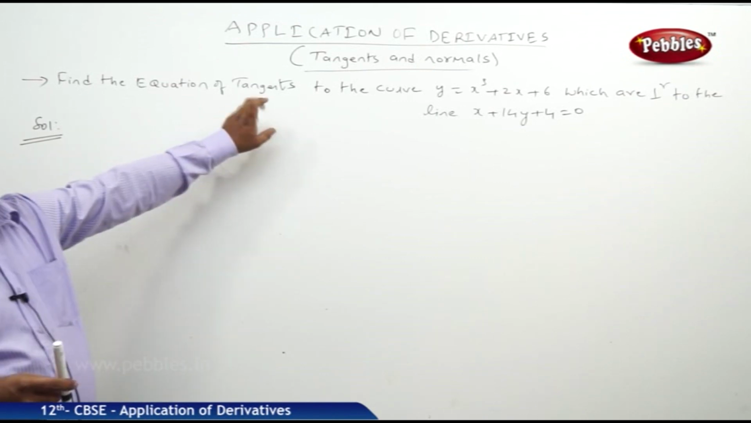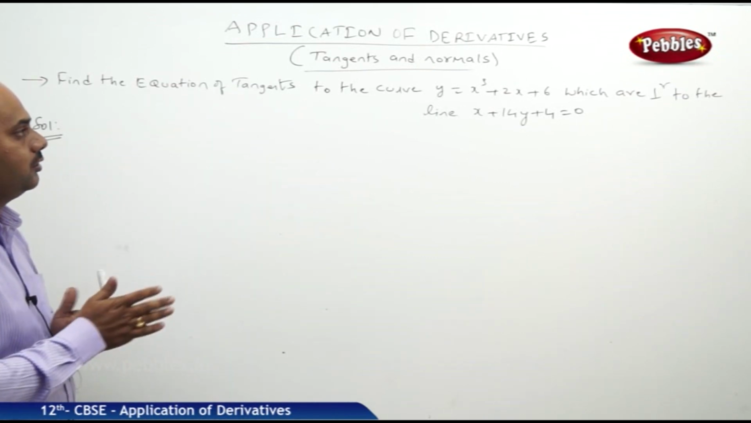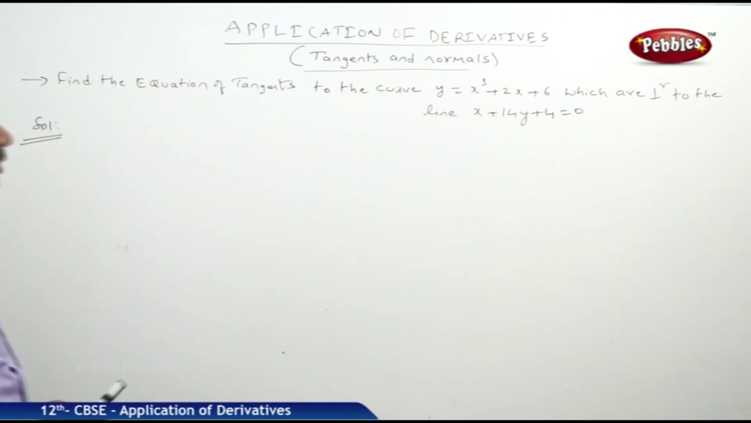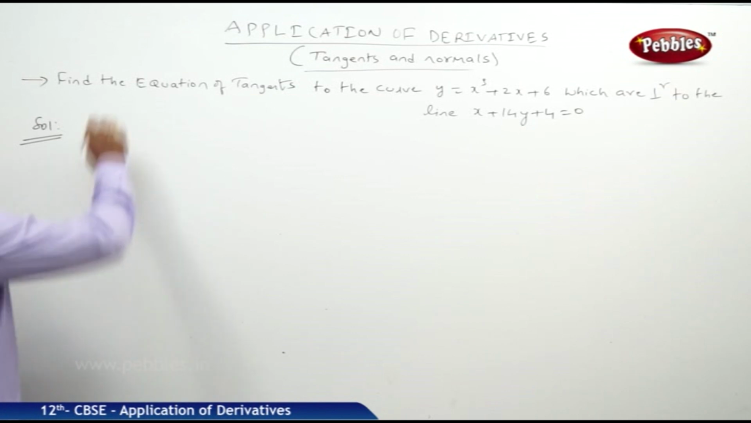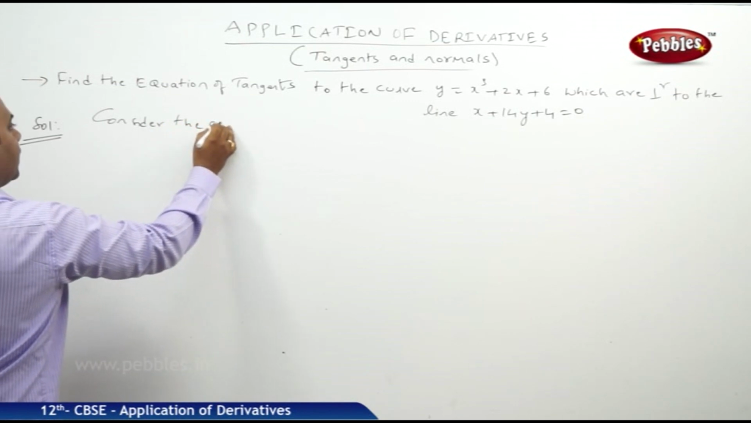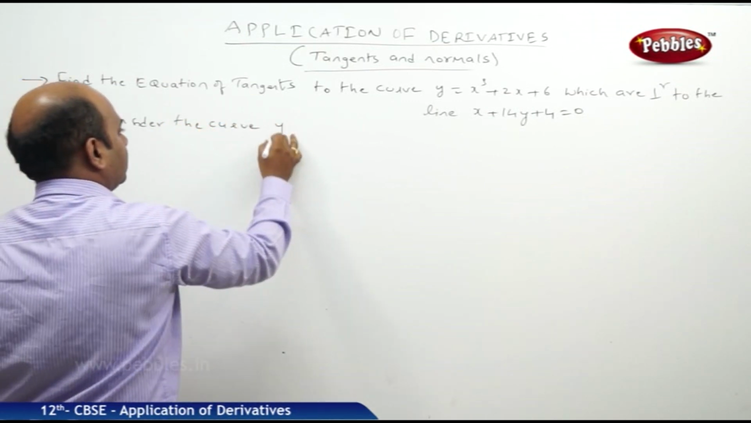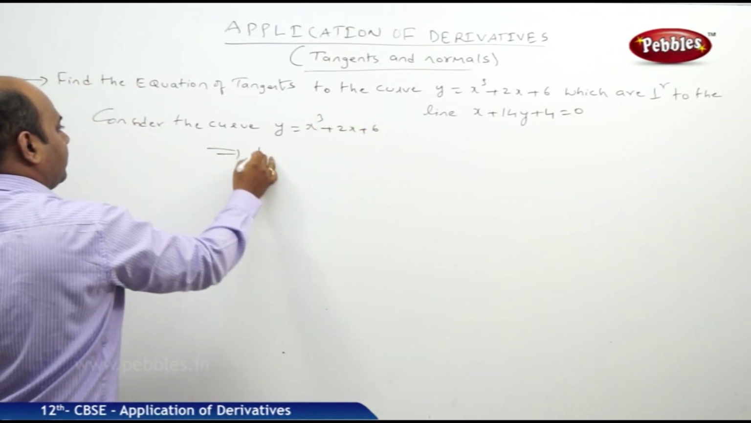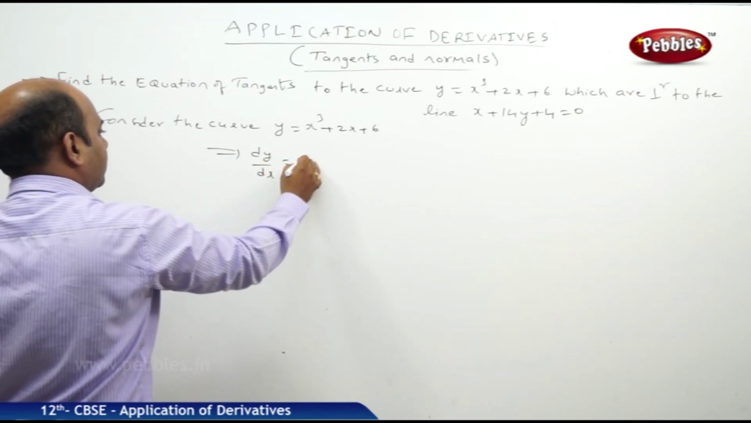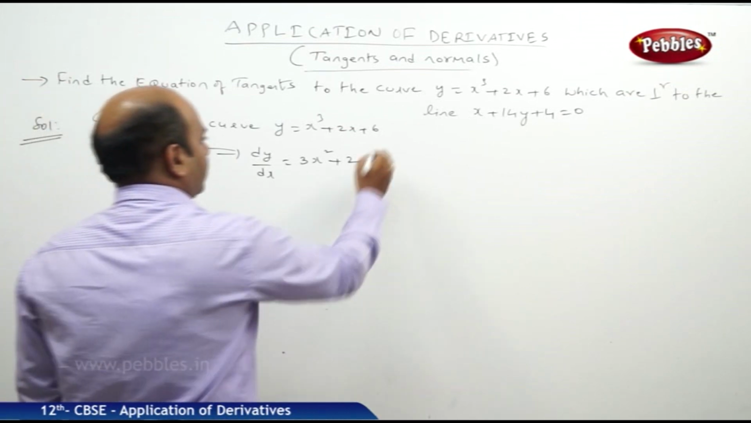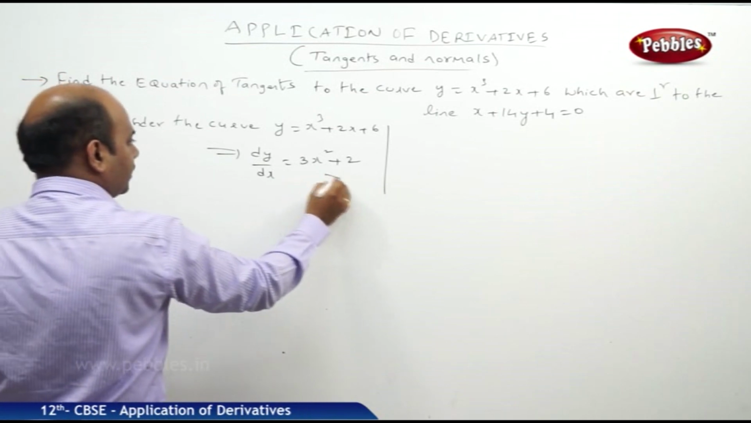Here it is asking us to find the equation of tangents to the curve y is equal to x cube plus 2x plus 6, which are perpendicular to the line x plus 14y plus 4 equal to 0. Right? So what I will be doing, consider the curve y is equal to x cube plus 2x plus 6. I will be finding dy by dx. dy by dx is 3x square plus 2. Right? Next, I will call this as 1.